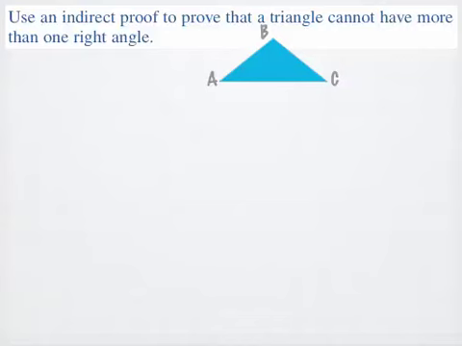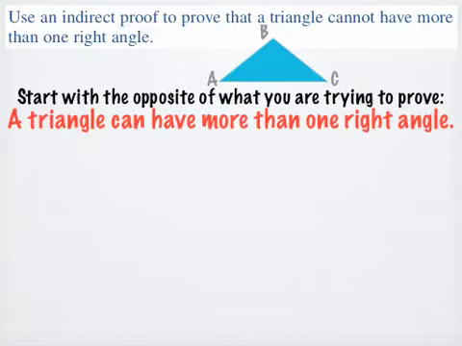So what we're going to assume is true is the opposite of a triangle cannot have more than one right angle, which is a triangle can have more than one right angle. If we can prove that this statement is false or impossible, then in turn we've proven that what we are trying to prove, a triangle cannot have more than one right angle, is true.